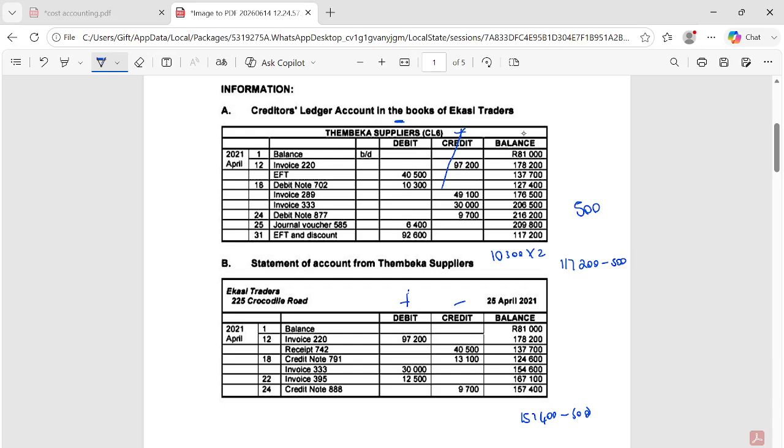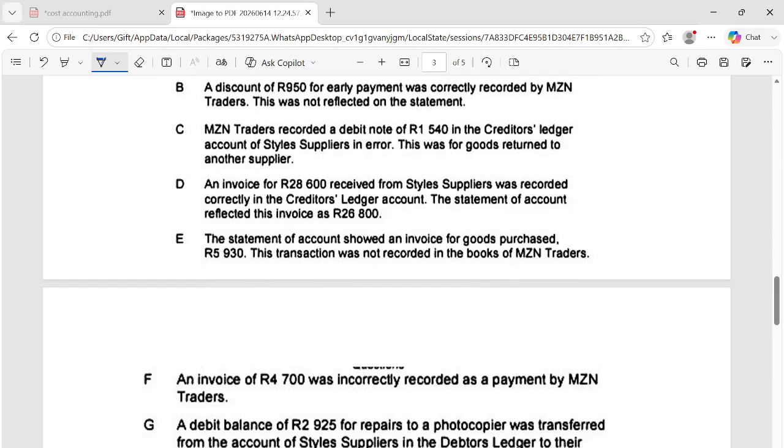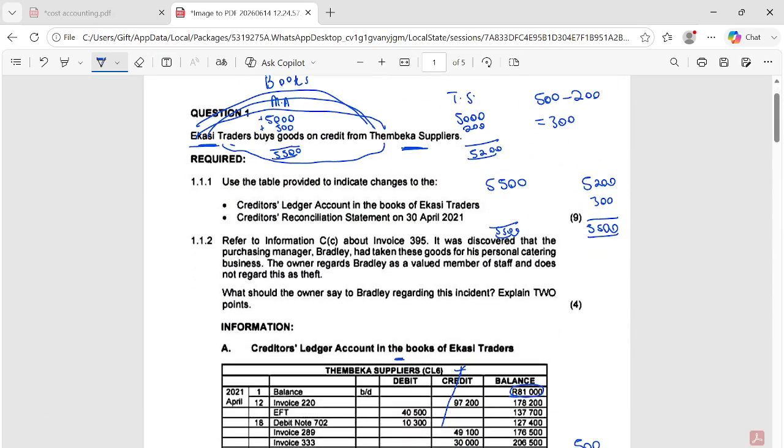Another thing that you need to pay attention to is that if you can see the balances here on the 1st of April, they were the same. You see? But what made them not to be the same are these transactions here. Now let's move into them. How do you start? You're going to start with these balances here, right? Now we are simply going to resume with our creditors reconciliation statement, right?